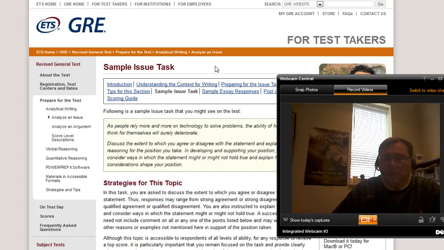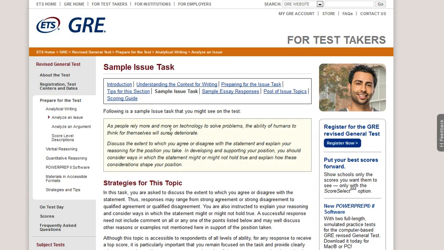Something that's really helpful here is to see the way they may assign this. So this is a sample issue task. This is something that you may very well see on the test when you take it. And this is all the instruction you would be given. You would then have 30 minutes to turn around and produce an essay on which you will be graded on a scale of 1 to 6.